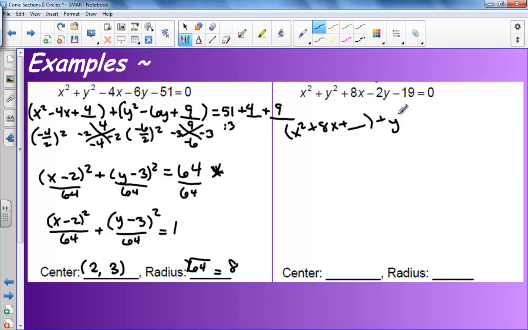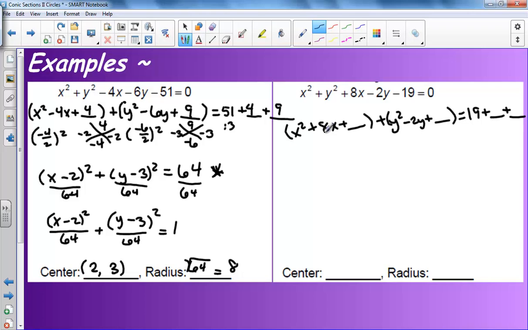Plus y squared minus 2y plus b over 2 squared here. I might run out of room. Equals, now this is moving to the other side, so it's become positive, and so then I'm adding the same on the right side as I'm going to add on the left side.